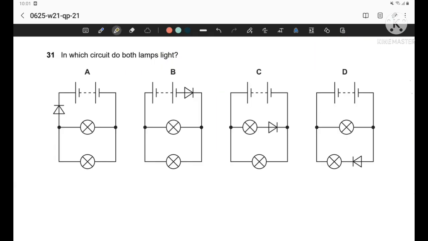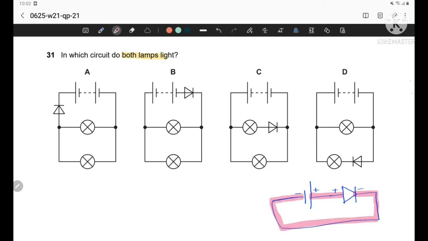Question number 31. In which circuit do both the lamps light? So in this circuit we have a battery, diode and two lamps. The most important point we should know is that when a diode is connected to a cell or a battery, the positive side of the cell should connect to the positive side of the diode, and the negative side of the diode should connect to the negative side of the cell. So here you can see the positive side of the cell connected to the positive side of the diode, and the negative side of the diode connected to the negative side of the cell. Then only this circuit will conduct electricity.